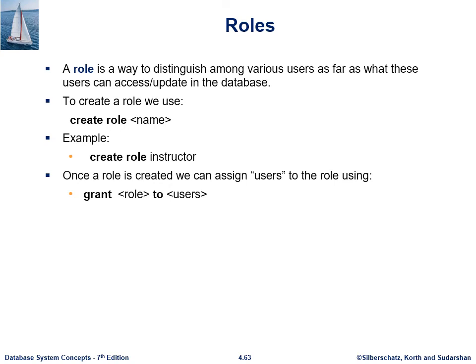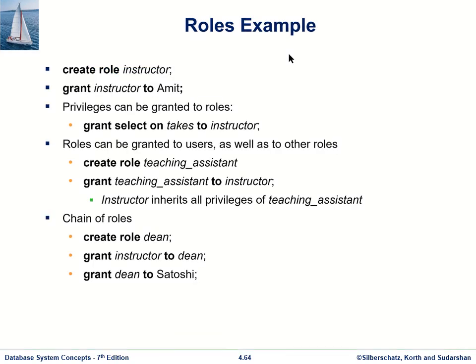So here, let's look at the examples. For example, here we create a role instructor. That means we want to create a group of people called instructor, and then we want to classify Amit to this group. So grant instructor to Amit.